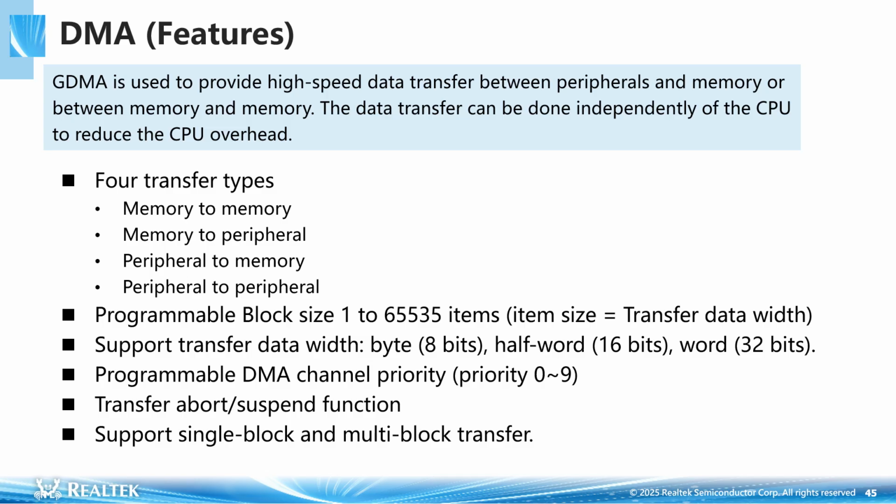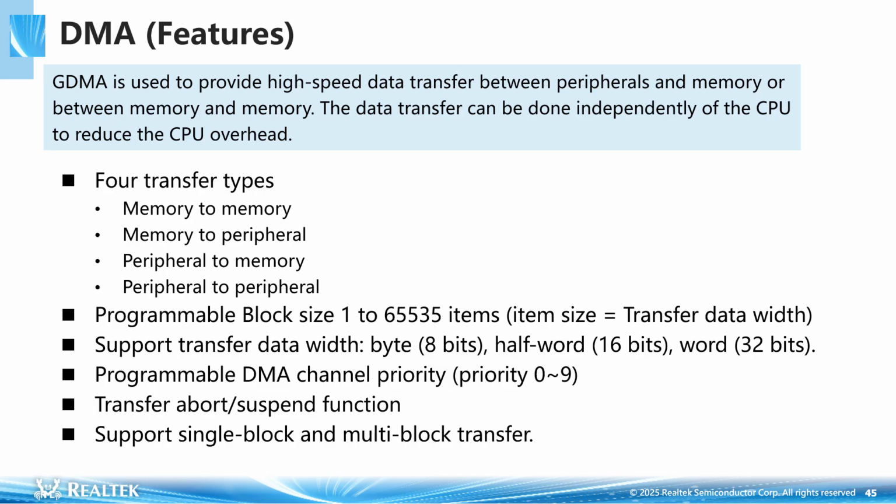DMA is used to provide high-speed data transfer between peripherals and memory or between memory and memory. The data transfer can be done independently of the CPU to reduce the CPU overhead. Here are some features of DMA. Point 1. Four transfer directions. Memory to memory. Memory to peripheral. Peripheral to memory. Peripheral to peripheral.